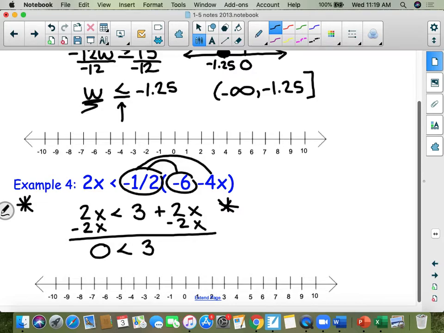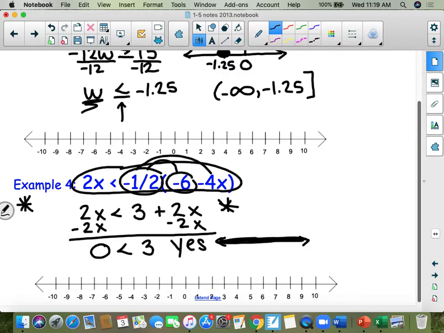So what you have to say to yourself is, is 0 less than 3? Is that true or is that false? Is 0 less than 3? Yes, 0 is less than 3. Your number line ends up being completely shaded in because every number is going to work up here. Every number you can think of. So the whole number line needs to be shaded in. And it's negative infinity to positive infinity is what the answer key would look like. Every number would work in there.